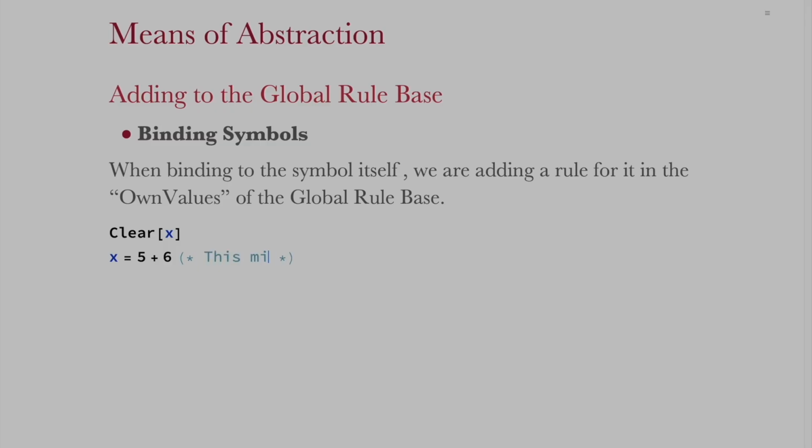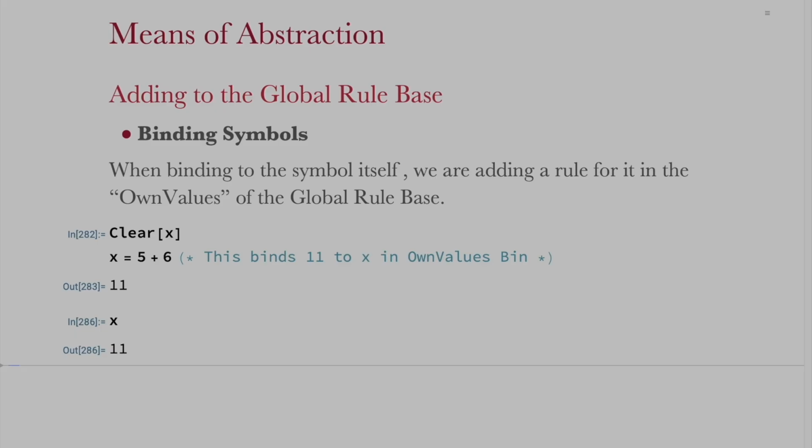So this binds 5 plus 6 to X in the own values bin. If I press Shift Enter, I see it evaluates to 11, but now X is bound to 11. Whenever I evaluate X, the evaluator sees the symbol X. The first thing it does is check: does it have a rule somewhere in the global rule base? If it doesn't, it evaluates to itself. It spits out X. For example, Y doesn't have a rule, so Y spits out Y. However, X has a rule, so it spits out 11.